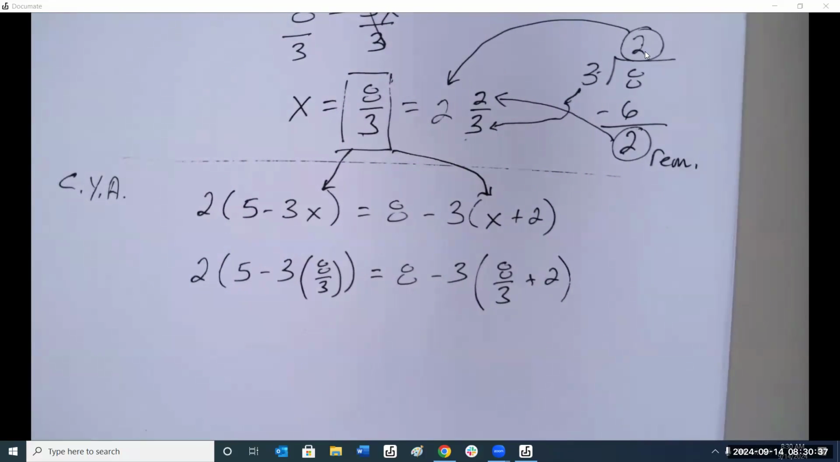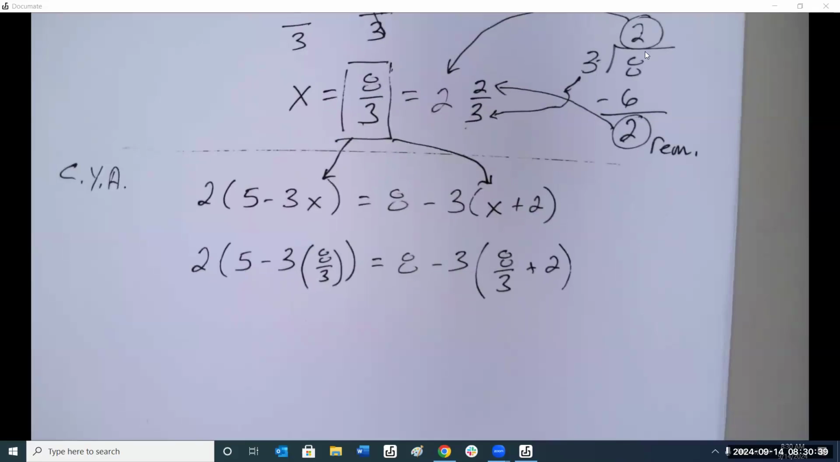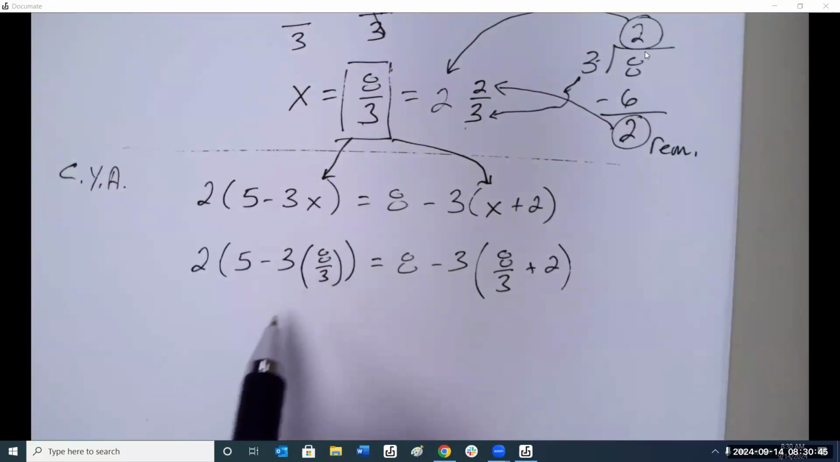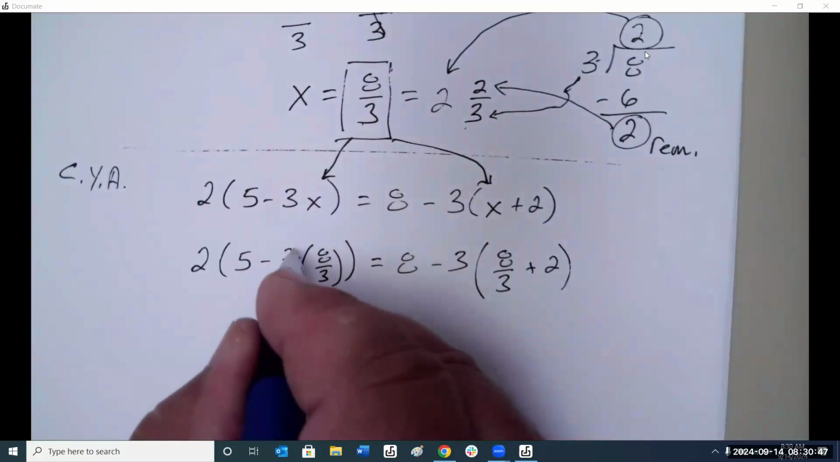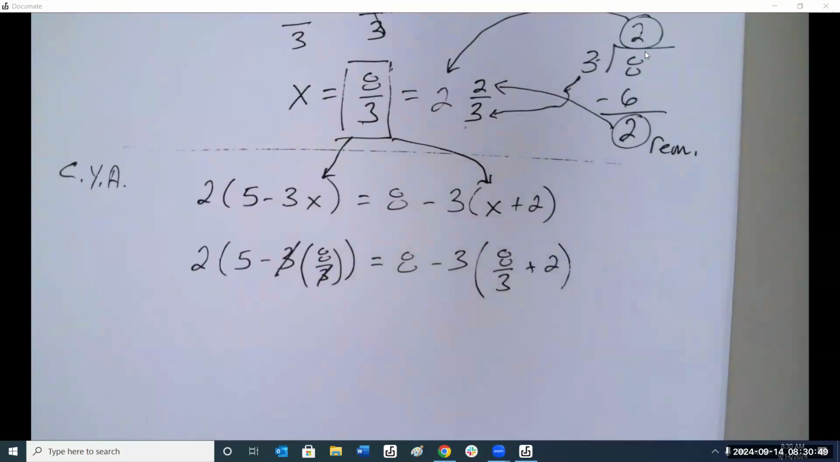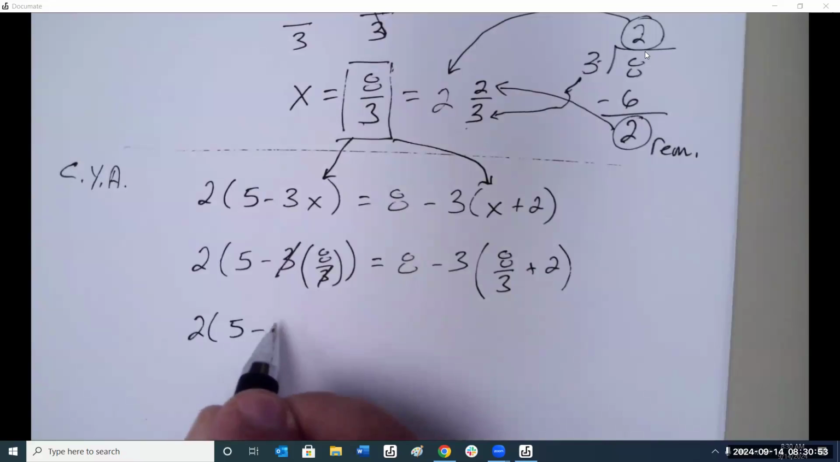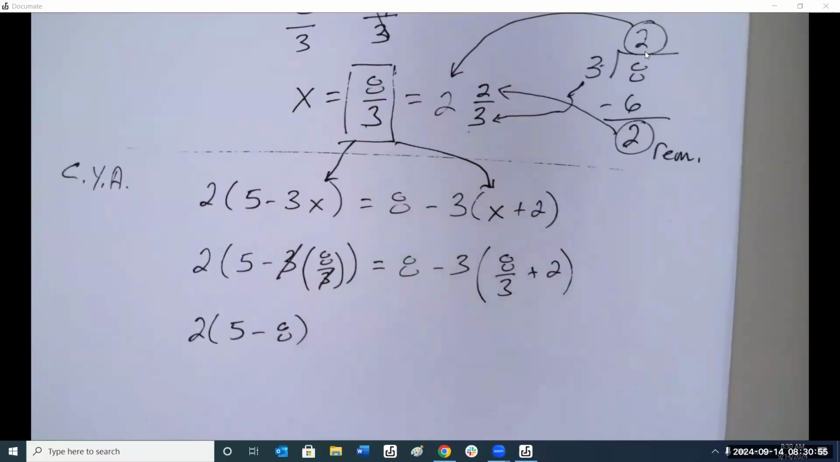So everywhere I see an x, I put the 8 over 3. Order of operations. Can we do anything inside this one? Yes, the threes cancel. So in this first one, we have 5 minus 8, since the threes are gone.